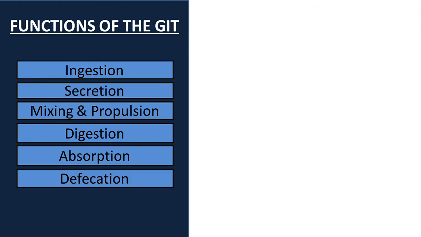Then you have digestion. We have two types. You have your mechanical digestion, with the help of movement and muscles. Then you have your chemical digestion, with the help of enzymes and the juices. Then you have absorption. So this is movement from the inside of the GIT towards nearby blood vessels or lymphatic vessels. Then you have defecation. Of course, this is the process of excretion of wastes.